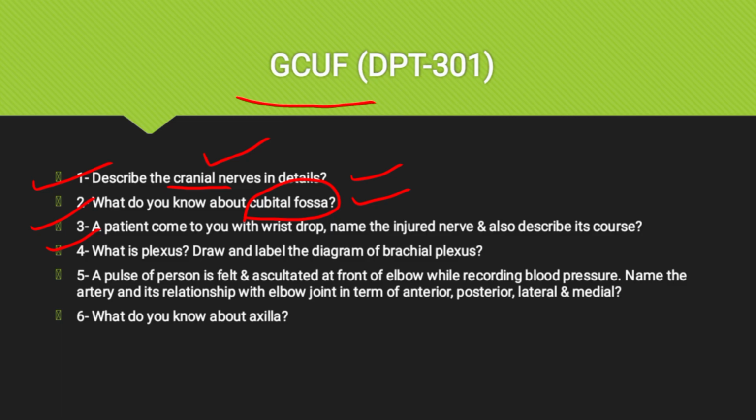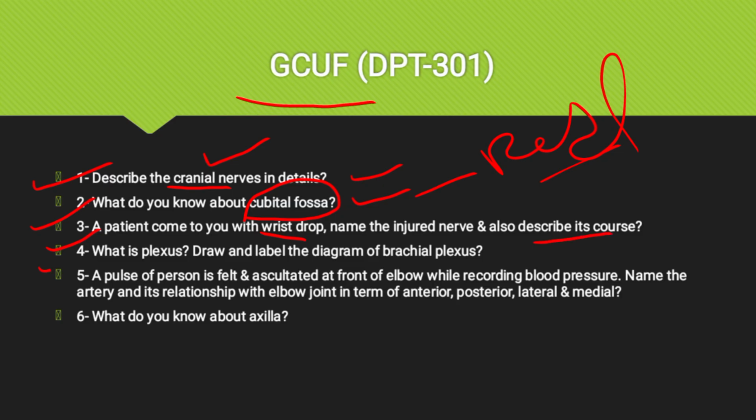The third important question is: a patient comes to you with the wrist drop. Name the nerve involved and also describe its course. The radial nerve is involved in the wrist drop. Name the nerve and also describe its course.